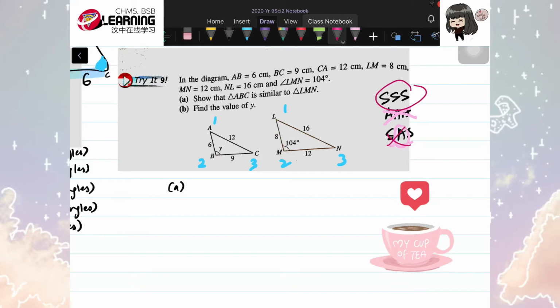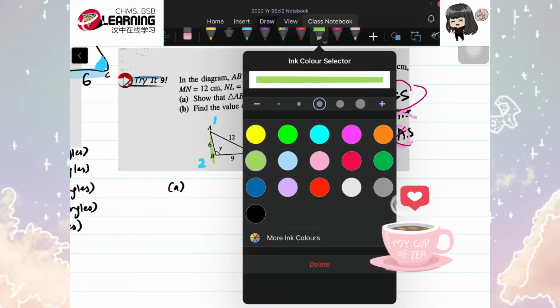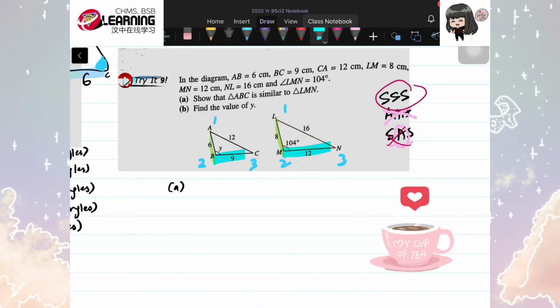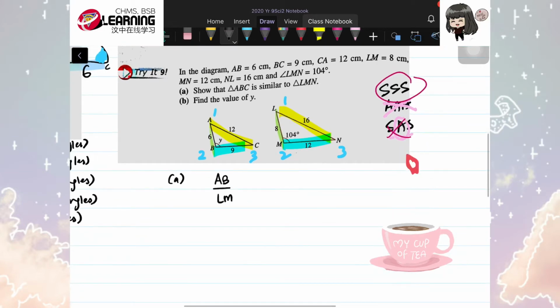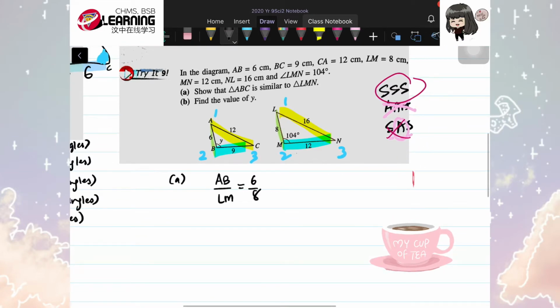Which means the ratios of the sides are the same. Let's find out whether they are the same or not. We compare one by one: the green one with the green one, blue and blue, and yellow and yellow. Let's say the green one first. AB over LM, so the ratio of AB to LM is 6 to 8. After we simplify, we will get 3 over 4.